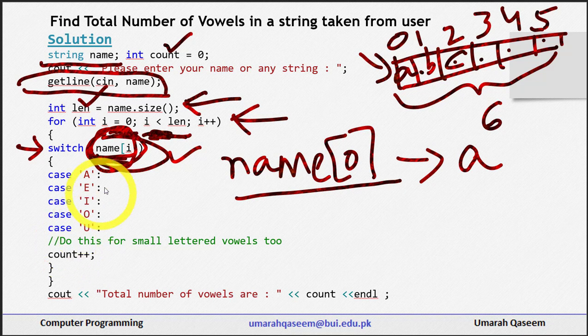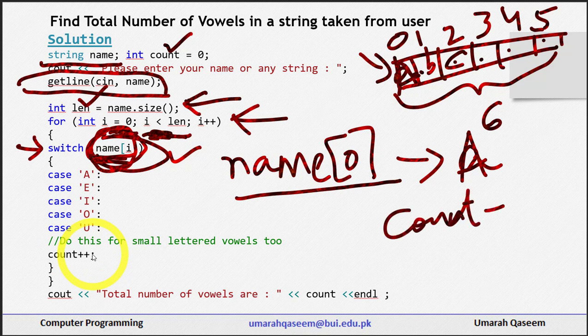If the element at this particular index matches any of these cases, that means this statement will be executed. When this statement is executed, count increases. Right now we have count as 0. If the input had been capital A, this case would have been true and the count would have increased from 0 to 1 right here.